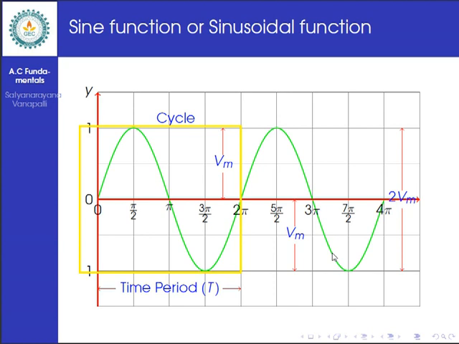So, the sine function is periodic in nature. If you observe this waveform, the sine function has a maximum value of plus 1 and a negative maximum of minus 1. That means the value of the sine function oscillates between plus 1 and minus 1. This plus 1 is known as the peak value and minus 1 is known as the crest value.